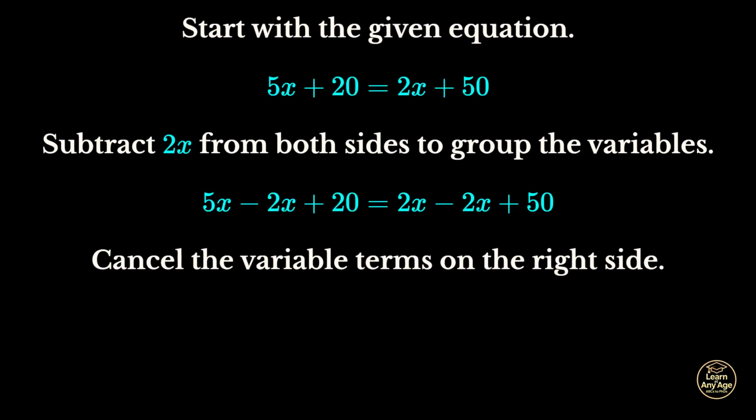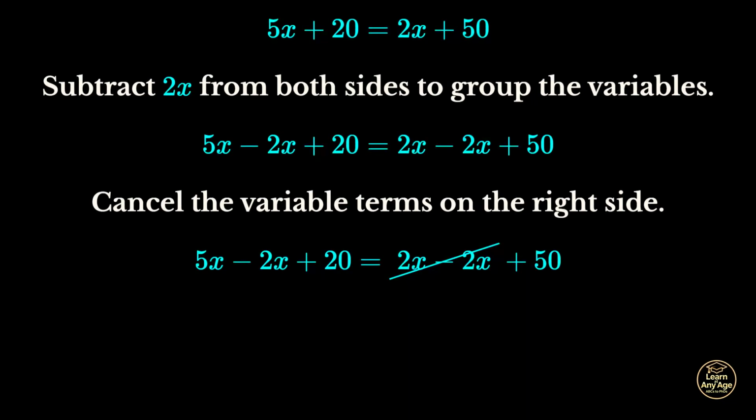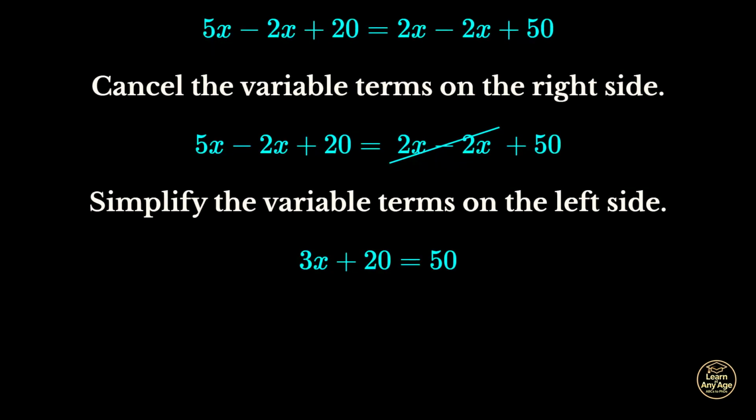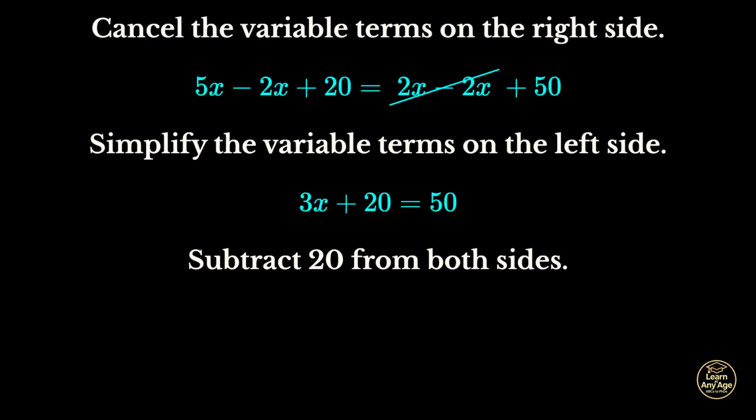Cancel the variable terms on the right side. 5x minus 2x plus 20 equals 2x minus 2x cancelled out plus 50. Simplify the variable terms on the left side. 3x plus 20 equals 50. Subtract 20 from both sides.